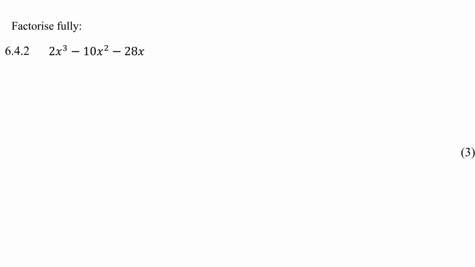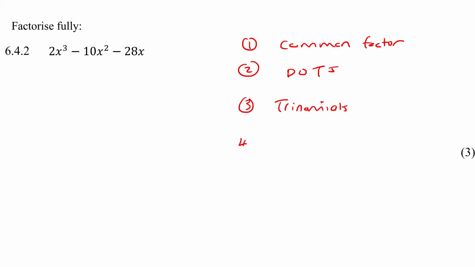Factorize for 3 marks. So when we factorize, I always like to start with common factor. Then we look at difference of 2 squares. Then we look at trinomials. And then we look at grouping. So if I look at this, I look for a common factor first. And I actually see one. I know that the number 2 can go into all of those, and I also see that I could take out an x in each of those. So I take out a 2 and an x.